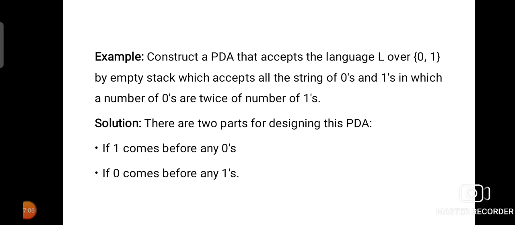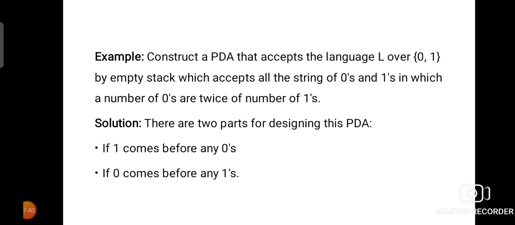Now we can see one example. Consider a PDA that accepts the language L over the set of input symbols 0, 1 by empty stack, which accepts all the strings of zeros and ones in which the number of zeros is twice the number of ones. So in our string we can have the input symbols 0 and 1, and the condition is that the number of zeros should be double the number of ones.